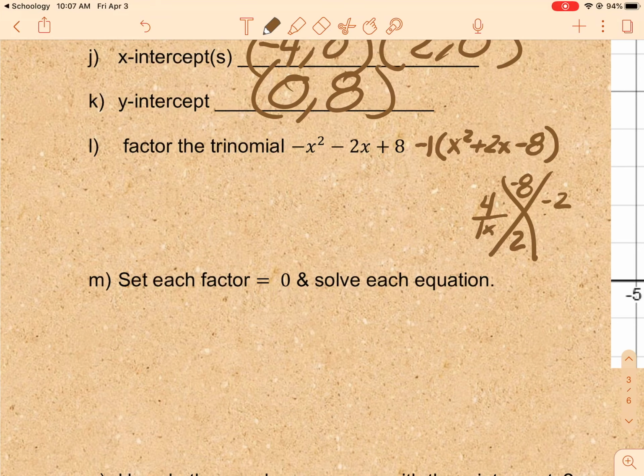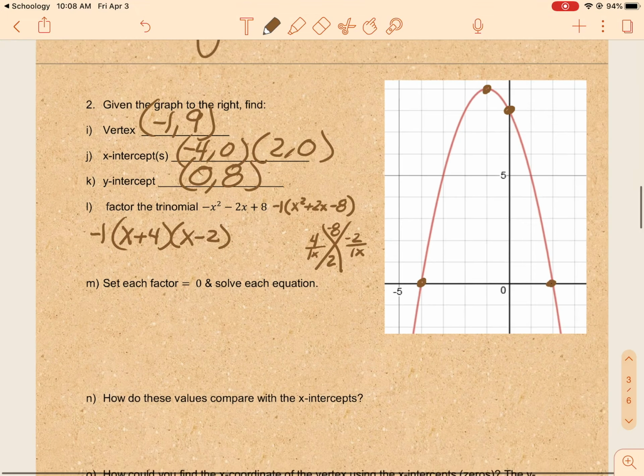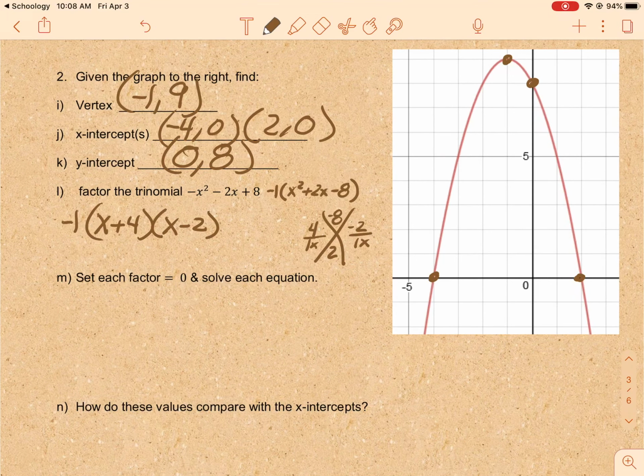Those are going to be each over 1x. So our factors are an x + 4 and an x - 2. Now, because we have that -1 out front, it's still going to have a -1 out in front. And we know all that does is make our graph open down, which if you saw on the right, it does open down. So set each factor equal to 0 and solve.